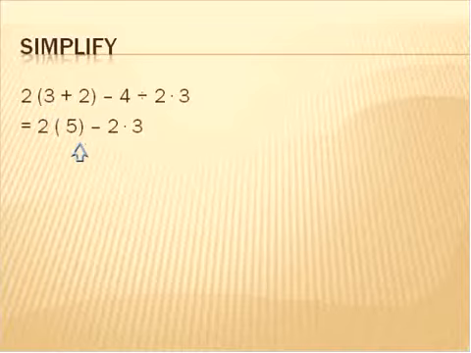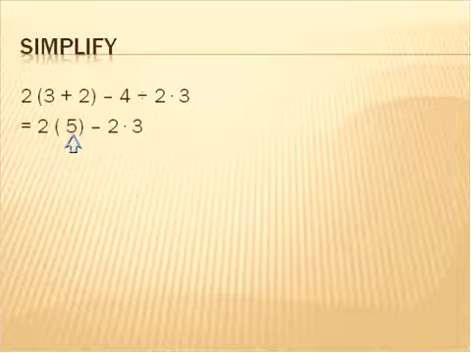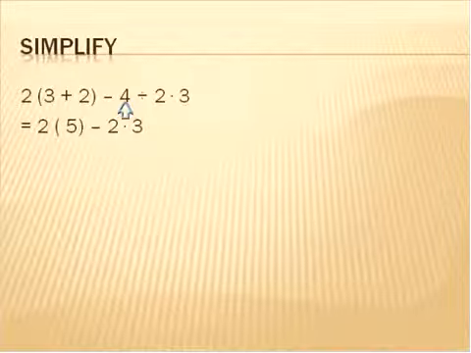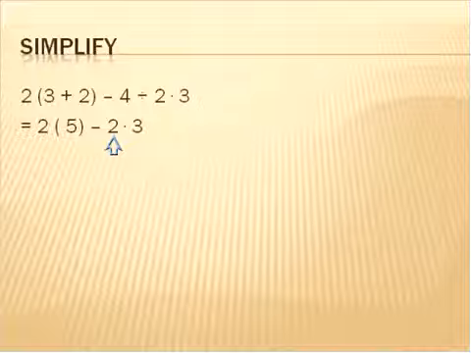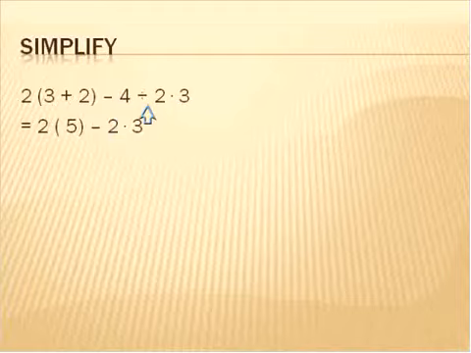First we're going to add 3 plus 2 and get 5. And we're also going to start left to right with 4 divided by 2, which is equal to 2. Remember, multiplication and division are like that. You don't do multiplication first and then division. You do them in order from left to right. So we would do 4 divided by 2 first.